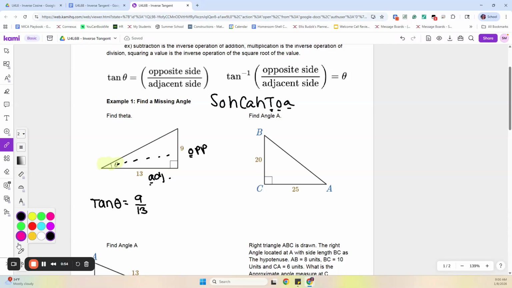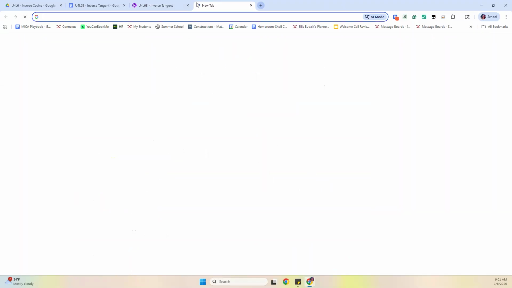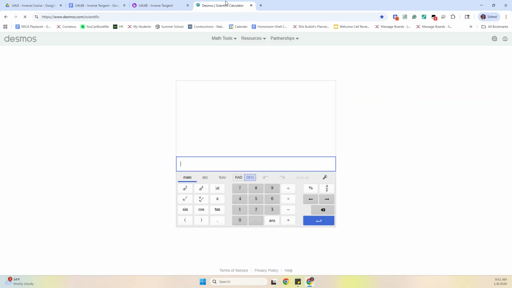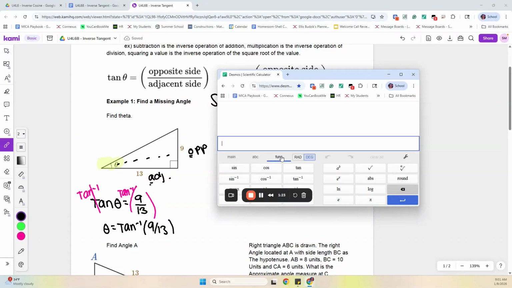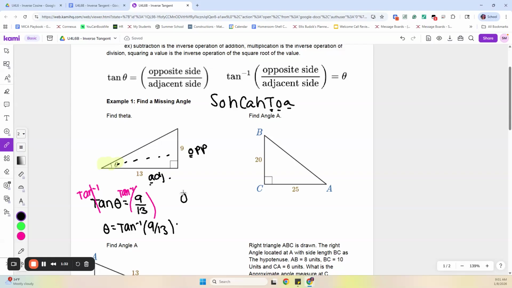And now in order to get that theta by itself, that's where I do the opposite of tan, and that would be tan inverse, or tan to the -1. We tan inverse this side. We do theta equals tan inverse of 9/13. And then we grab a calculator, Desmos calculator. So again, in order to get there, I'm going to go function and then tan inverse of 9/13. And that gives us 34.7. So our theta equals 34.7 degrees.